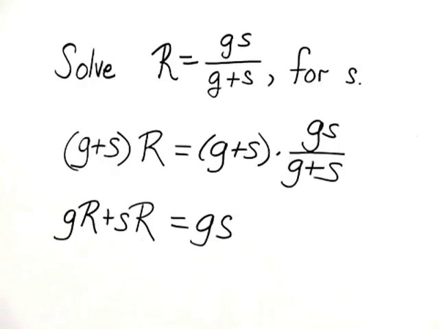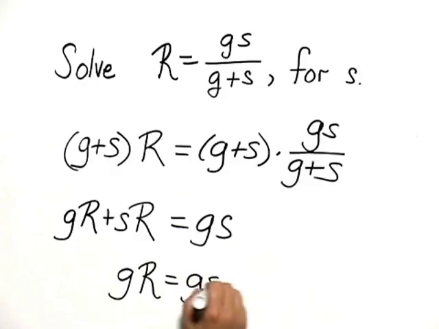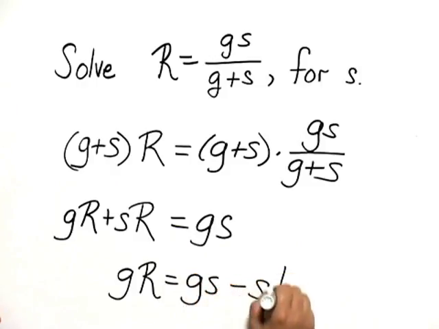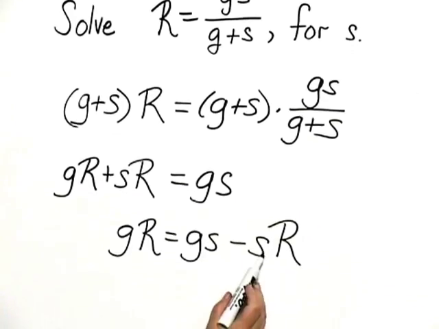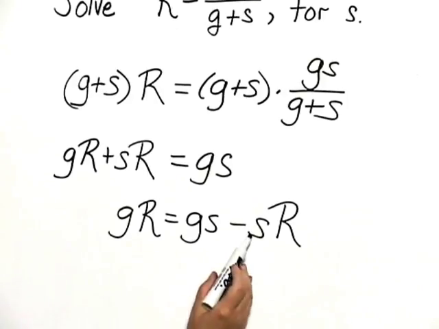So the next thing I want to do is get all of the terms that contain s on one side of the equation. Let's subtract sr from both sides of the equation. That gives us gr equals gs minus sr. Now, fractions are cleared. Both terms that contain s are on one side of the equation. There's no s on the other side.